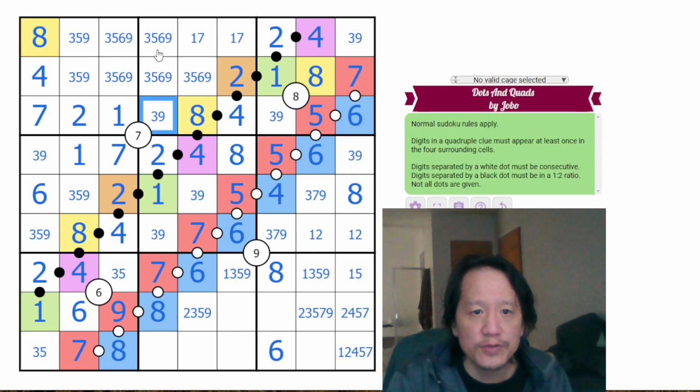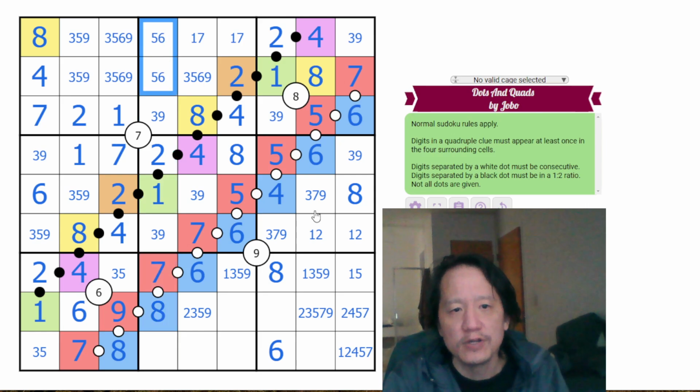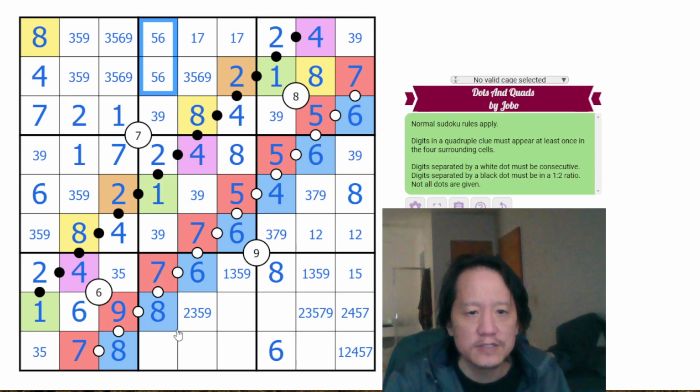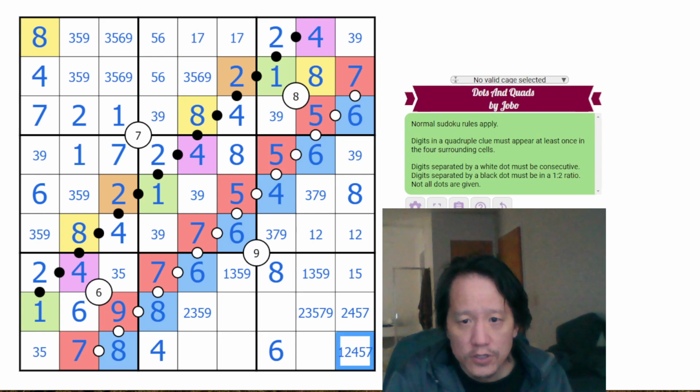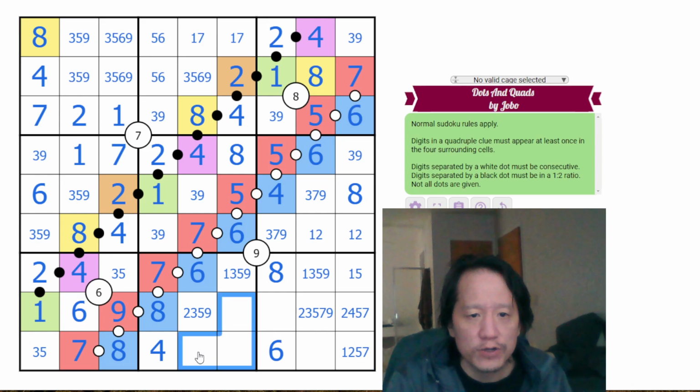We have 3, 9, 3, 9 in column 4, so that none of the rest of the cells can be 3 or 9. So this is 5 or 6, 5 or 6, which makes this a 4. So this can't be 4. We have 1, 2, 3, 5, 9. This cannot be 5 anymore. This has to be a 2, 5 pair here. This can't be 5 or 6, 3 or 9, 3 or 9.